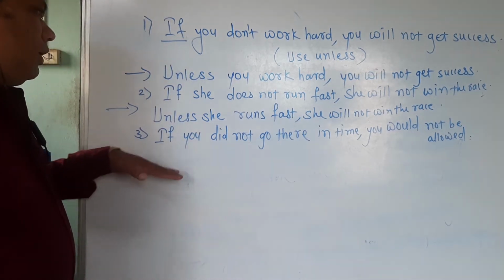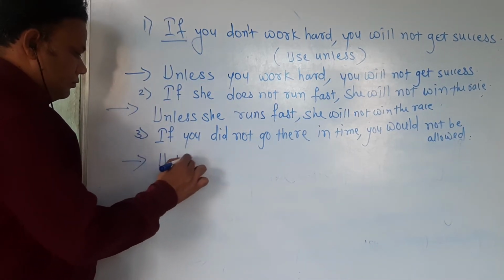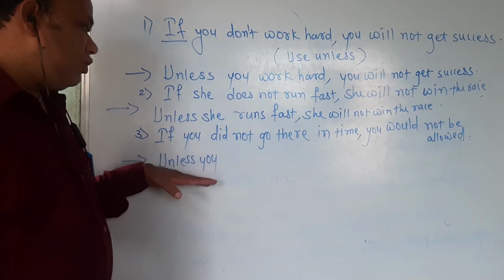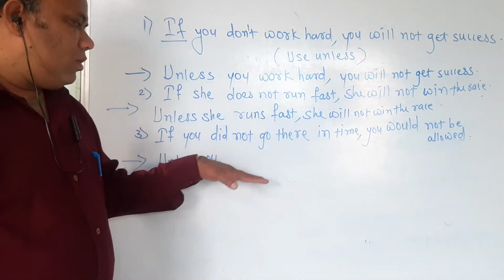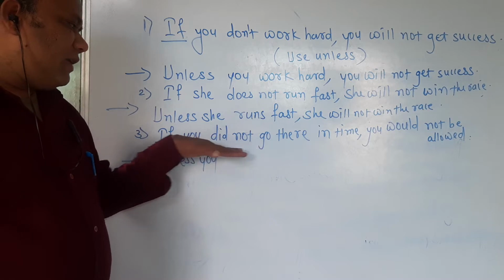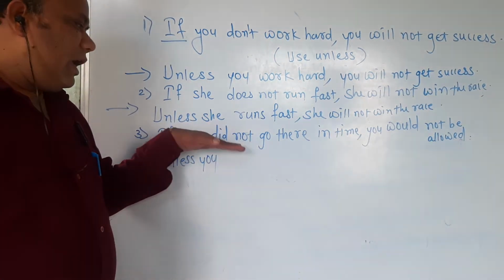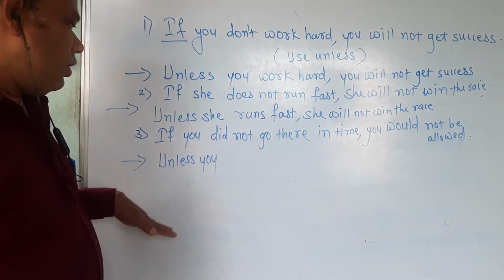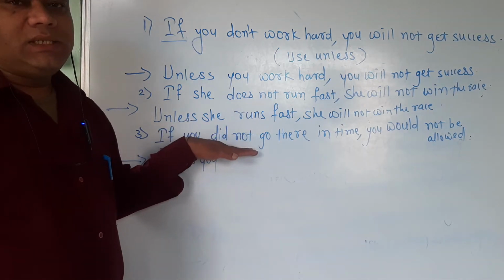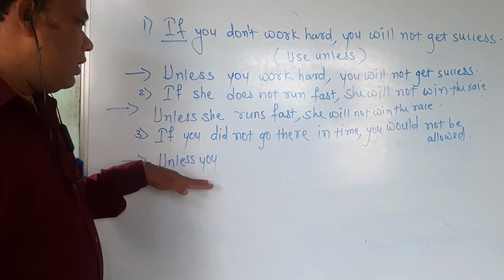Now here also if we have to replace with unless. Now the first verb which comes after using unless has to be made affirmative. So we have to cancel not. As not is given along with did, so instead of cancelling just not, we have to cancel did not. But the cancellation of did not will affect the main verb. After cancelling did not, main verb we have to write in the second form.